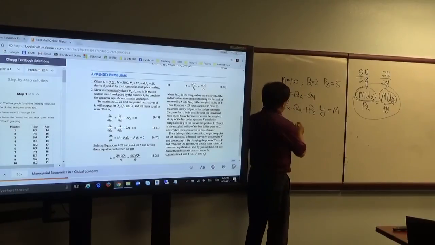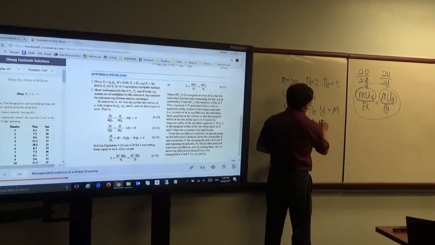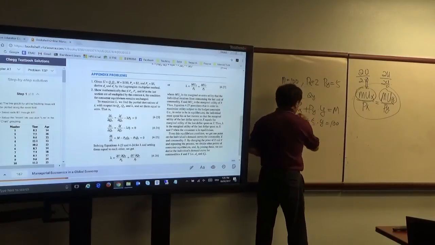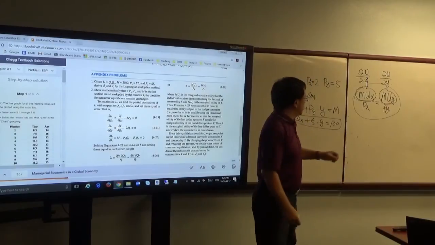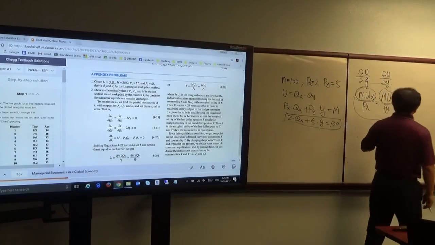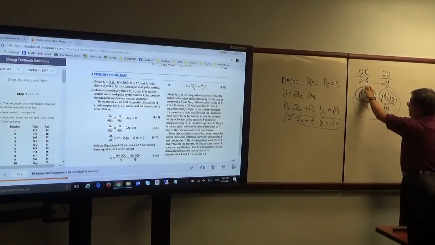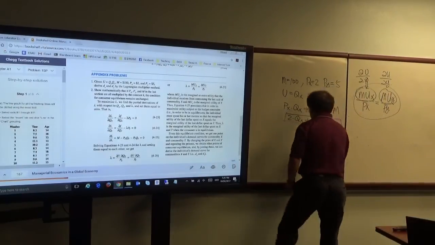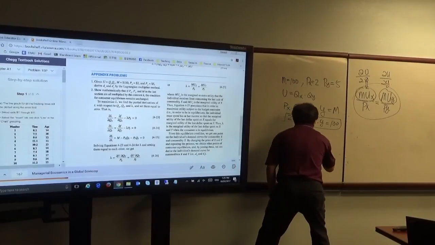So Px is $2. $2 times Qx plus $5 times Qy equal to 100. Is this one equation we have? Yes. The other equation is what? What's the optimal solution if you want to make yourself happy? The marginal utility of x divided by px equal to marginal utility of y divided by py.